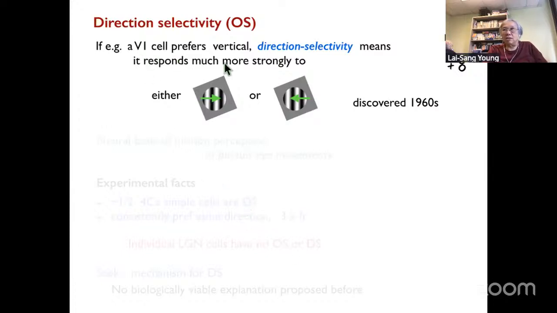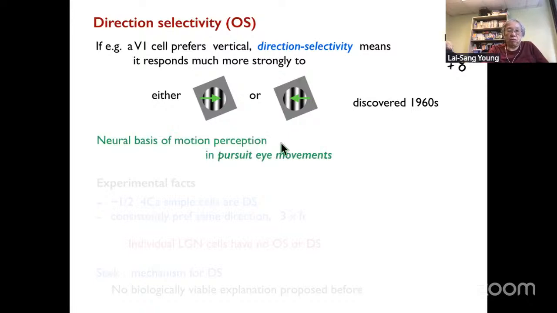So what is direction selectivity? Suppose the neuron prefers these two rows of LGN, so it prefers vertical. Direction selectivity means that the gradient can come from this way or from that way. And each neuron, if it's direction selective, will strongly prefer one of these directions, but not the other. This was discovered in the 1960s, also by Hubel and Wiesel.